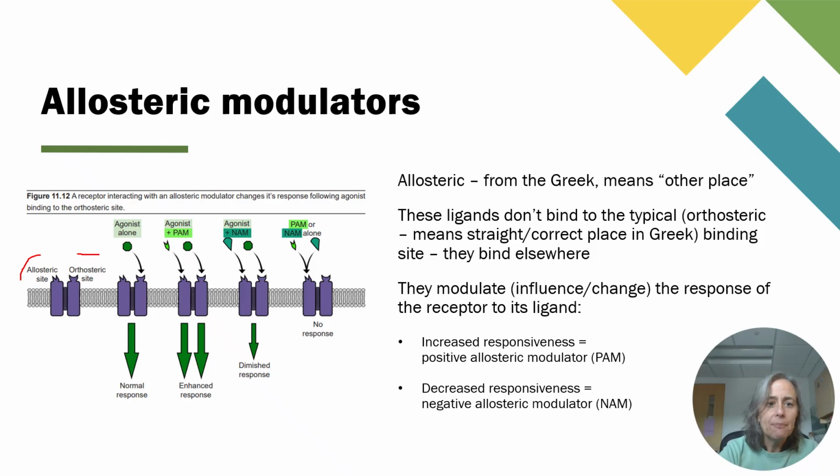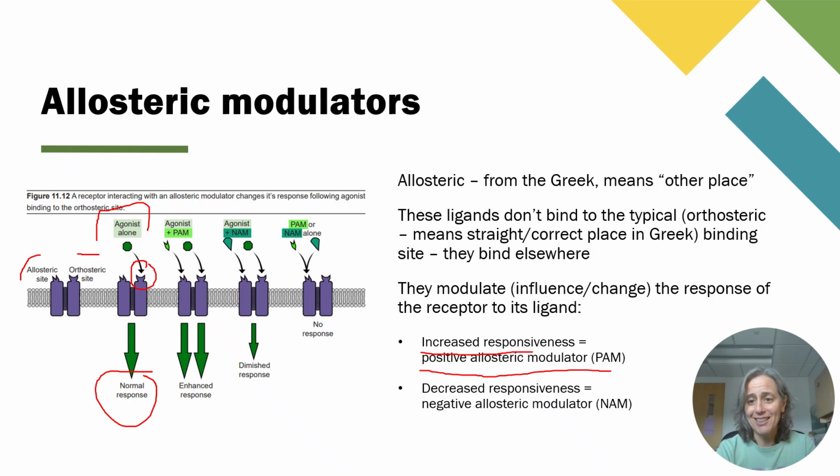So here what we see is the agonist alone, this first one here. It's going to bind to the orthosteric regular site, and we're going to get the typical response. Now, some allosteric modulators will increase responsiveness of the receptor, and so those are called positive allosteric modulators, known as PAMs. So if I have a PAM, which is going to modulate to make my receptor more responsive, I'm going to have an enhanced response. I'm going to have a bigger response.